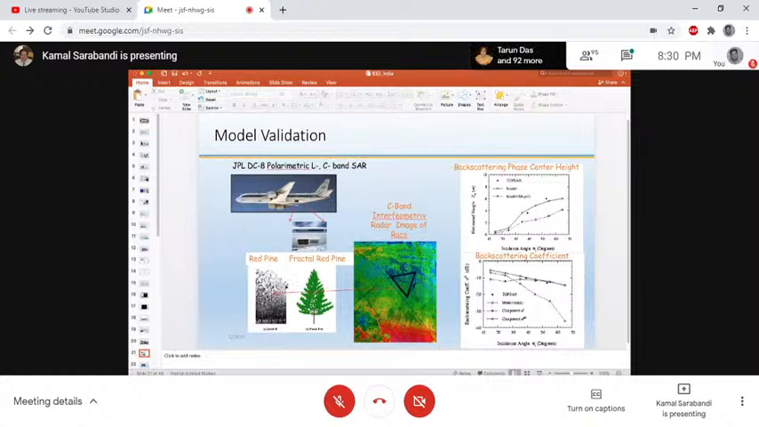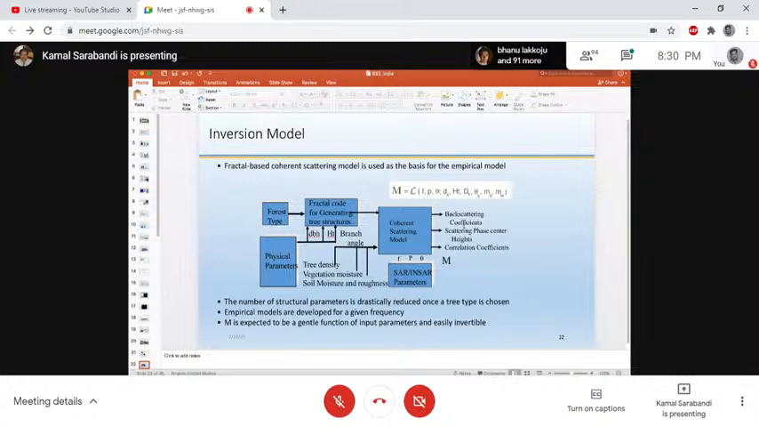This is the fractal model we developed. These areas are red pine. We compared the measured backscatter. These are the measured backscatter by SAR compared to our model. This is the backscattering coefficient, and these are effective height, or height as perceived by the interferometric SAR, and we get very close. So a lot of these models were also verified before they went into these models.